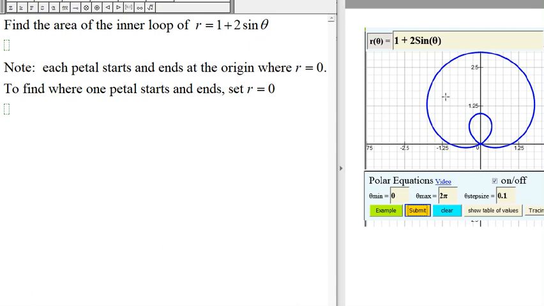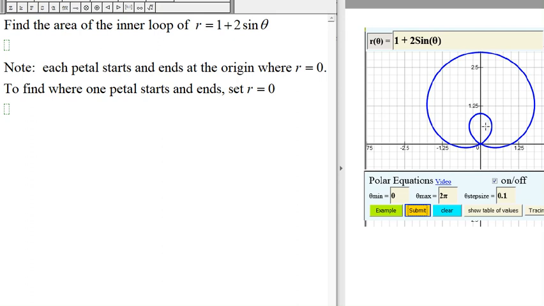Here we have a polar region generated by the graph of r equals 1 plus 2 sine of theta. The graph has what's called an inner loop, and we want to find the area of the region inside right here. So we don't want the whole thing, we want the area of this inner loop right here.